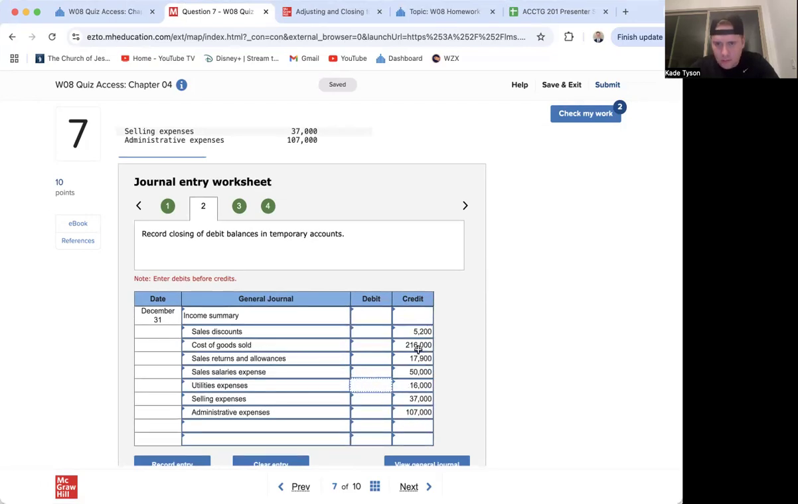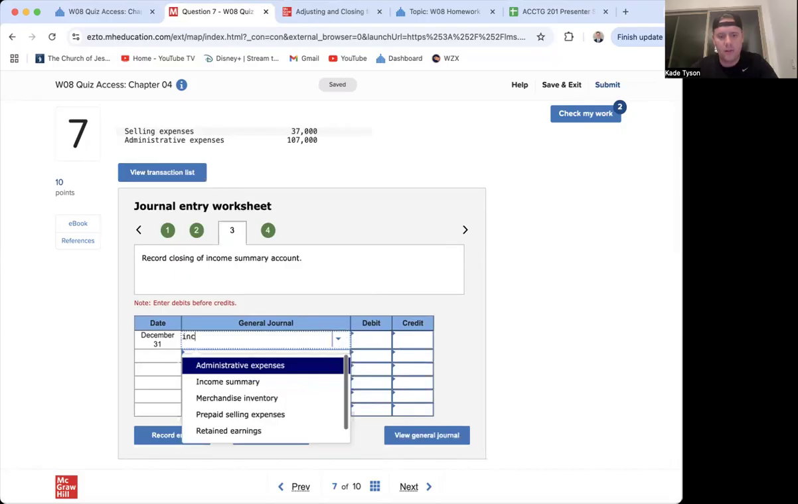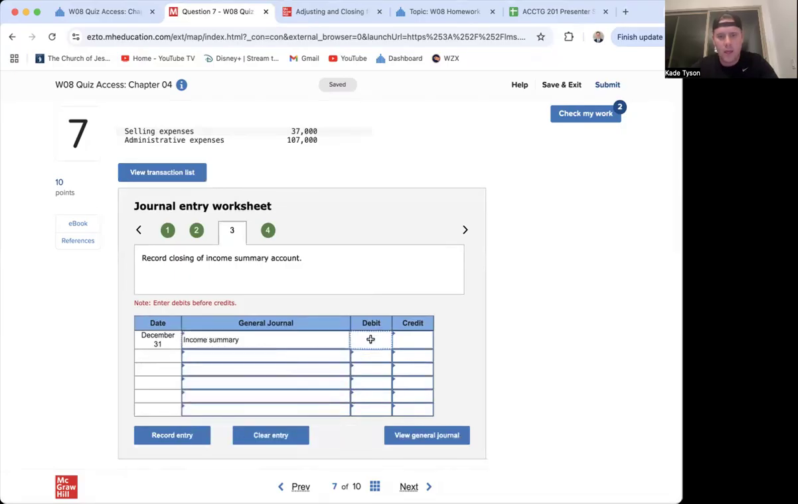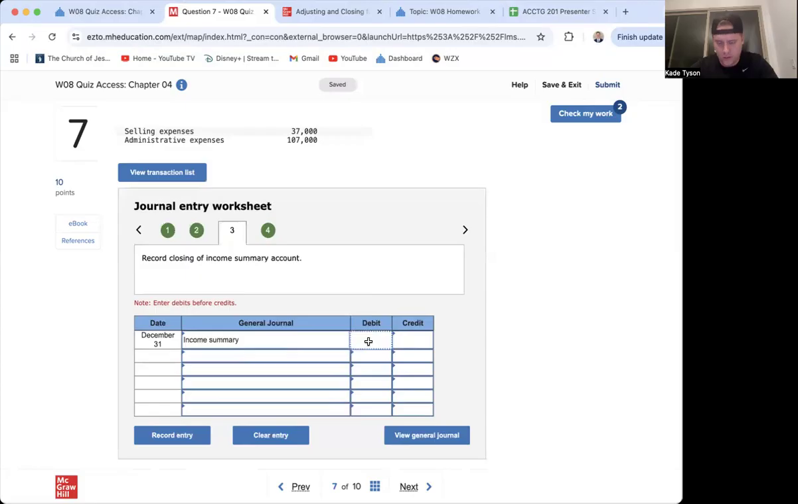Now you'll take all those numbers together. I'm just going to double check that I've inputted correctly here. And that'll get you your total for your income summary of $449,100. Moving on to number 3. We are going to record the closing of the income summary. So we're going to again put income summary here. And that is going to be the difference of our credits versus our debits, which in this case is 87,900.